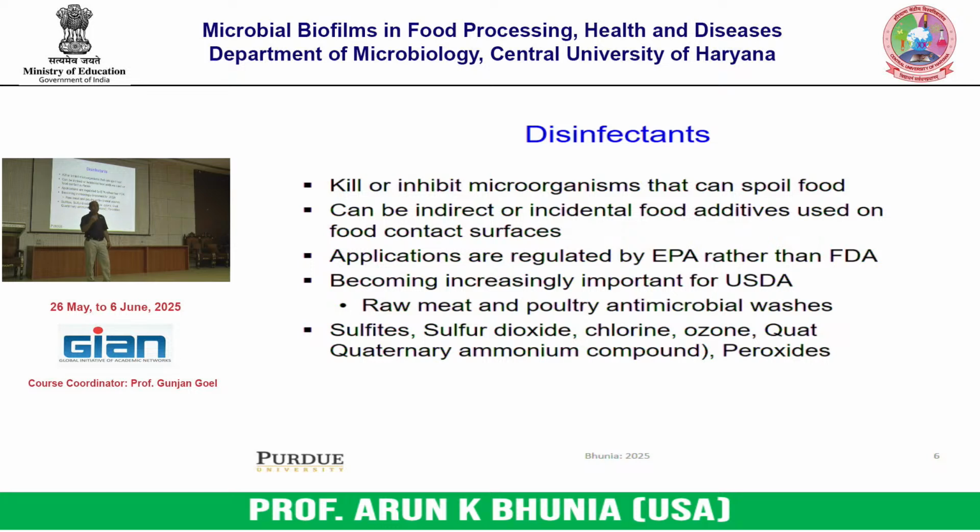And of course, we wash them to remove residual disinfectants, but still, if there is any residual left, that could be a problem. And so these are the molecules, the treatments I mentioned: sulfide, sulfur dioxide, chlorine, ozone, quaternary ammonium compound, that's called quat, peroxides like hydrogen peroxide. These are the chemicals or disinfectants used on surfaces to inactivate microorganisms.